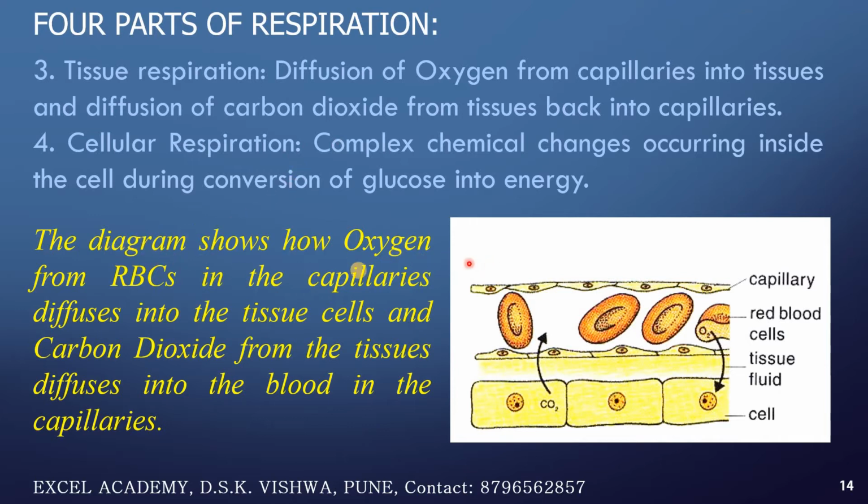So the diagram here shows how oxygen, you can see this O2 molecule, which is being carried by red blood cells as oxyhemoglobin, gets transferred or diffused into the tissues or cells, and the CO2 produced as a waste product from tissues or cells is being transported back into the bloodstream on red blood cells, which are carried again to the lungs.